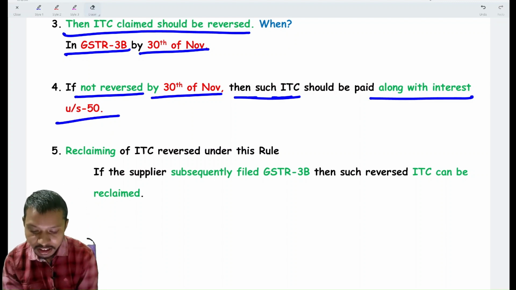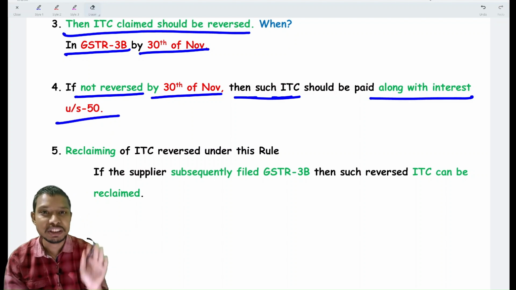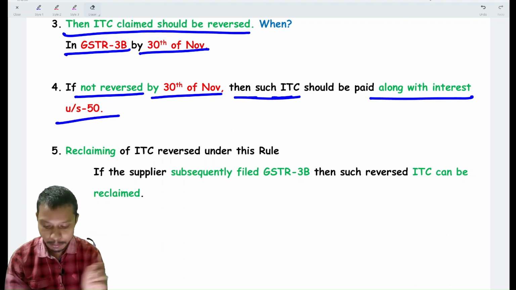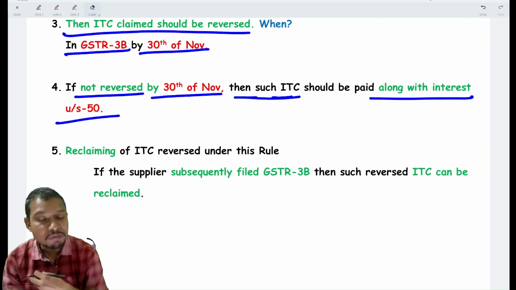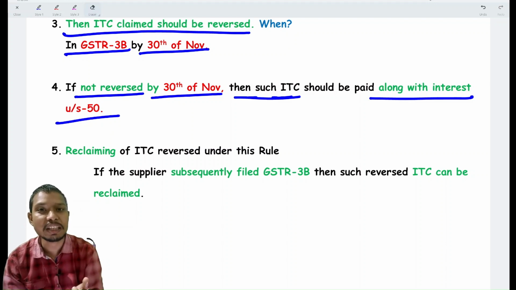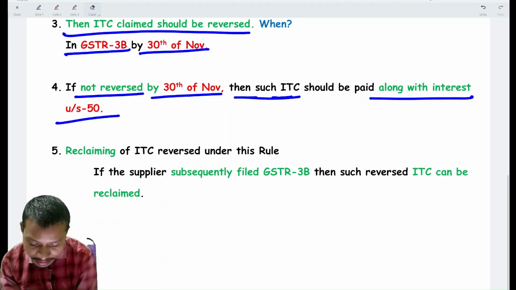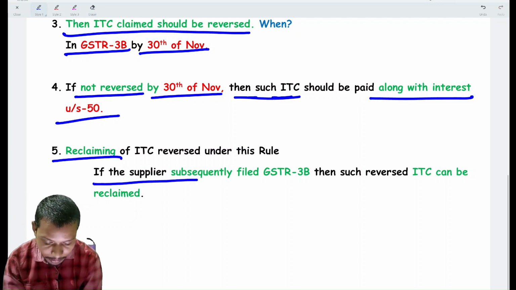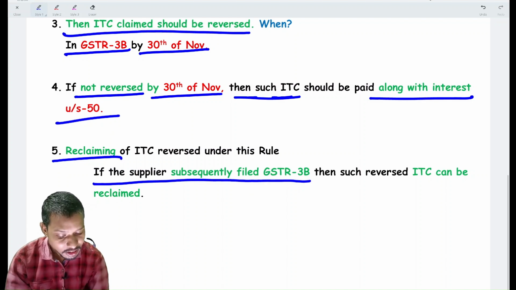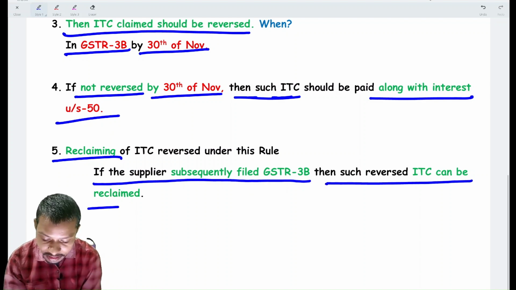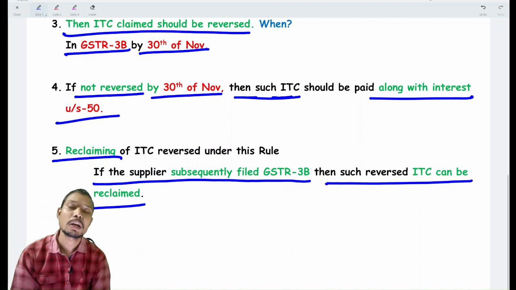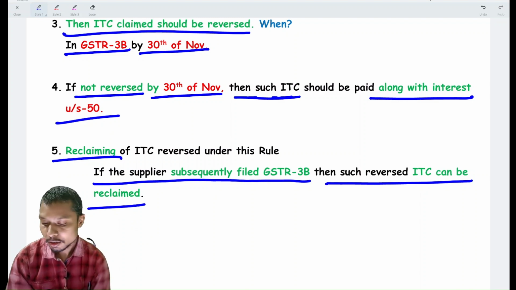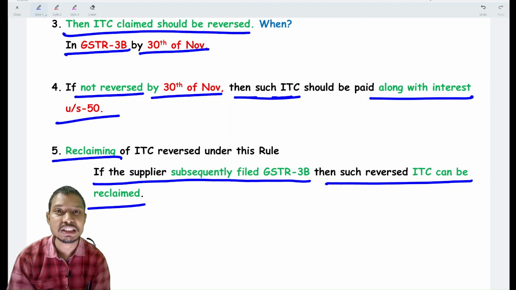Once the supplier has filed Form GSTR 3B for the relevant tax period, then the input tax credit which I reversed, I can reclaim the same. If the supplier subsequently files Form GSTR 3B, then the reversed input tax credit can be reclaimed. This is all about Rule 37A, guys. Hope you have understood Rule 37A.